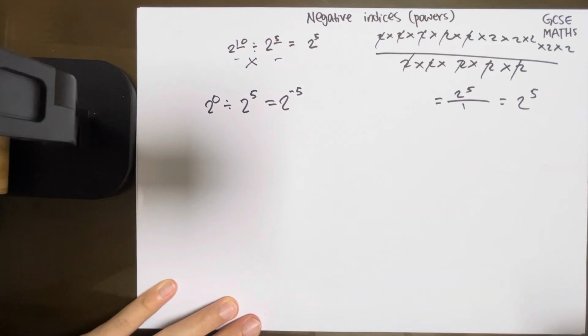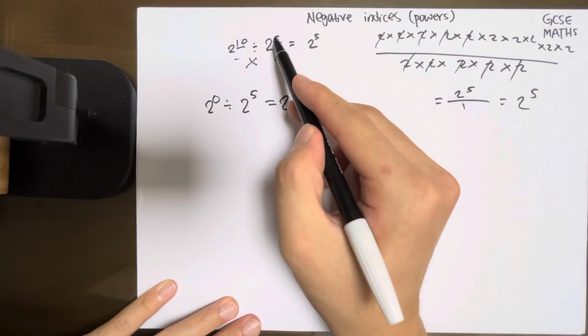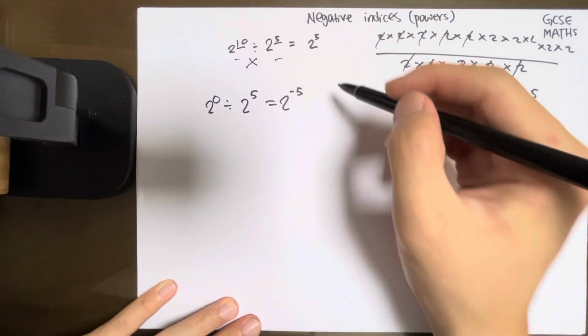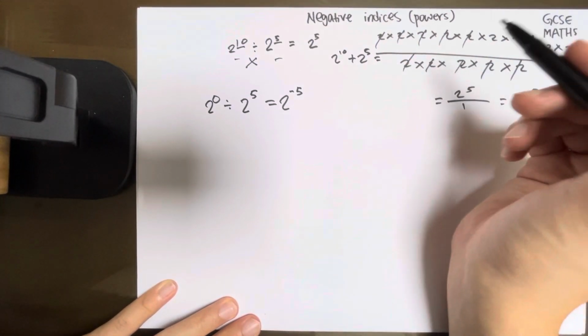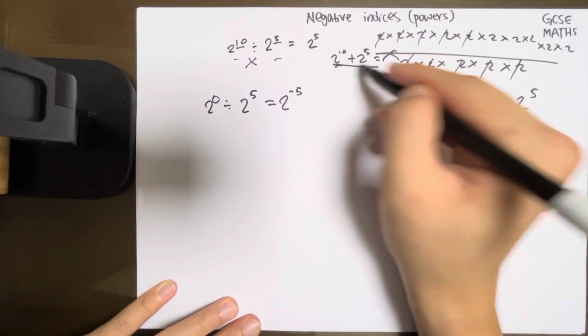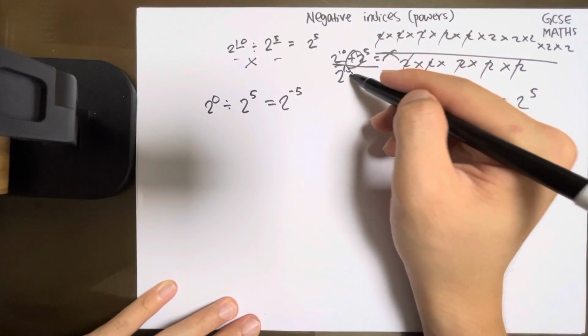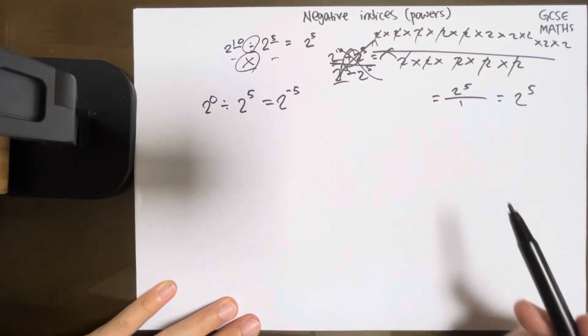So how does this happen? Before I do that, I just want to cover this. Dividing is minusing the powers, and multiplication is adding the powers. 2 to the power of 10 plus 2 to the power of 5, what would that be? It can't happen. You can't add powers together if it's just an add symbol. In the same way, you can't do 2 to the power of 10 minus 2 to the power of 5. It just does not work, okay?